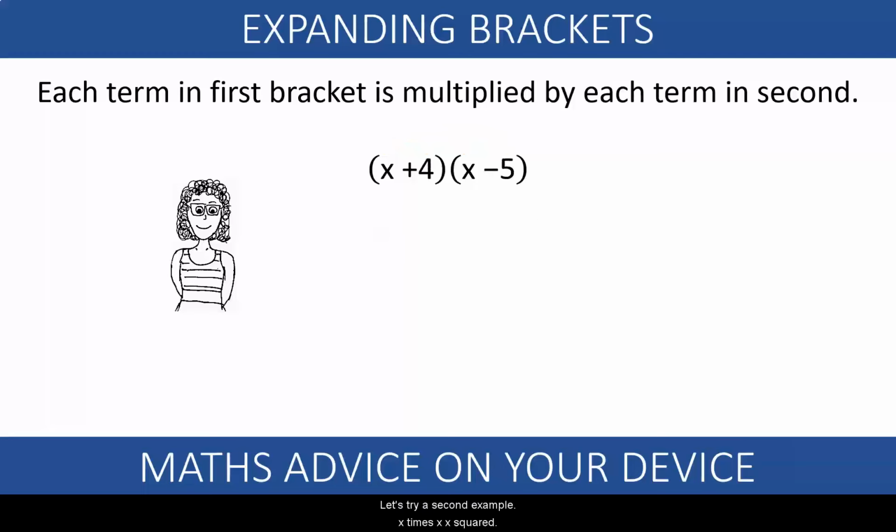Let's try a second example. x times x, x squared, x times minus 5, minus 5x, 4x, and 4 times negative 5, negative 20. Collecting like terms, x squared minus x minus 20.